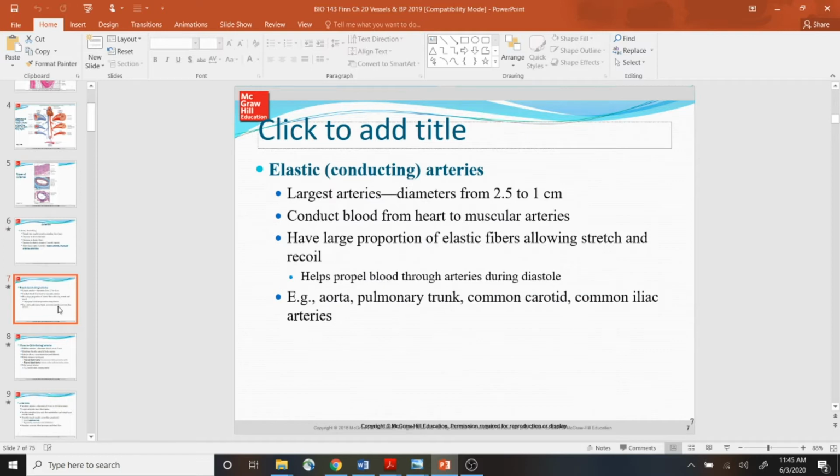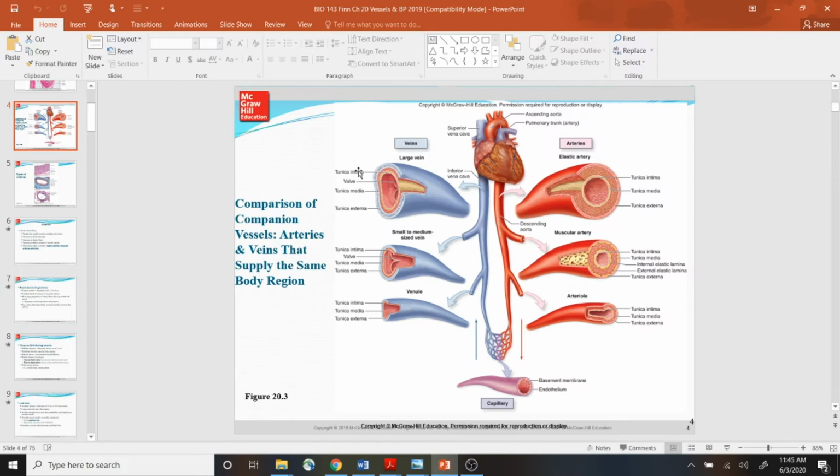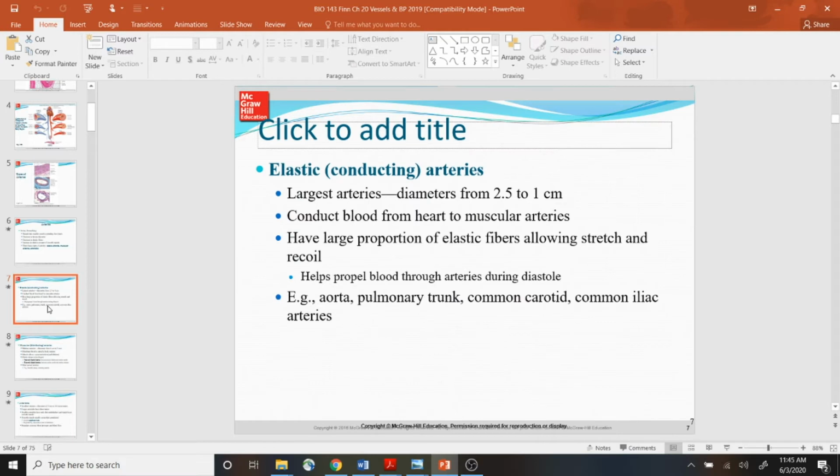And so our largest arteries are called elastic or conducting arteries. So these guys right here. The largest are the elastics. Their job is to conduct, okay? They conduct blood from the heart to the muscular arteries. Obviously, the largest elastic conducting artery is the aorta. But you also have the pulmonary trunk, common carotid, and common iliac arteries. There are more examples, but those are a few.